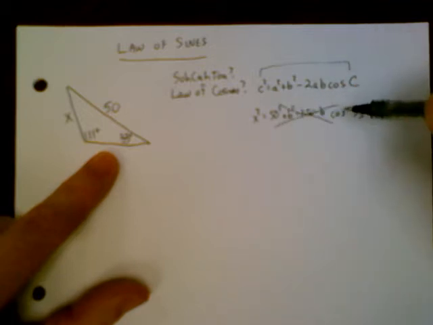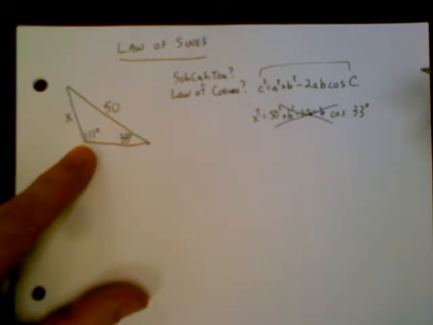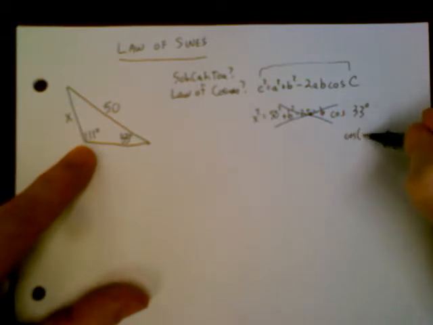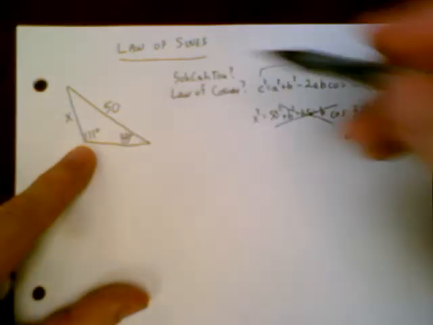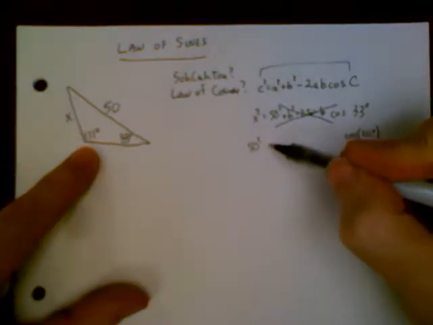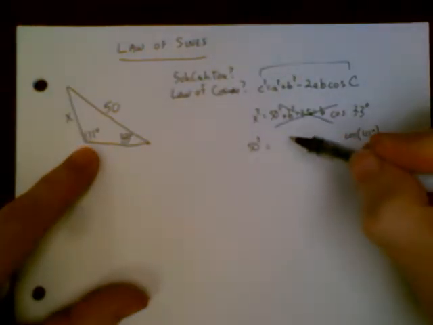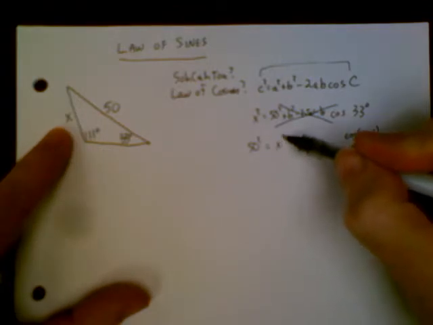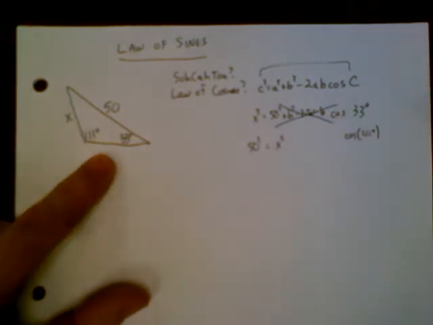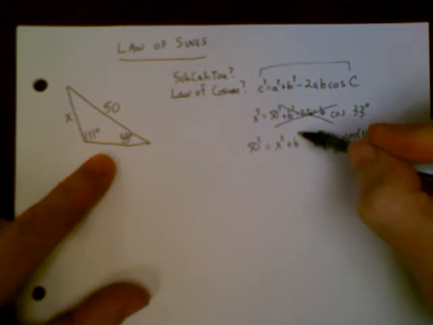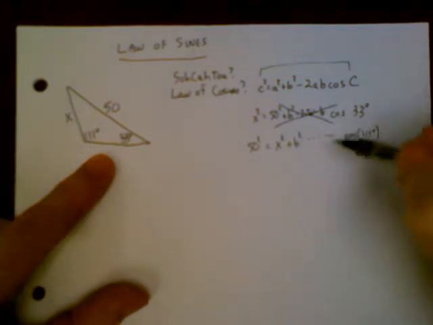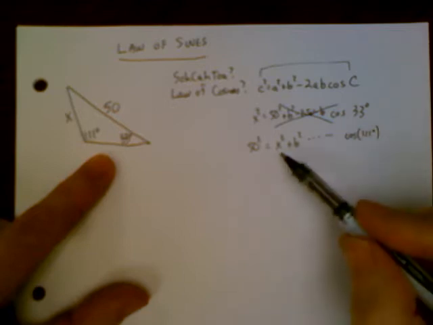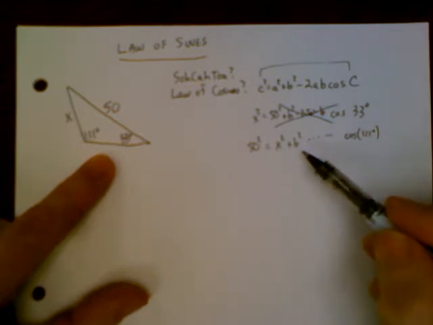Maybe we should have chosen the 111 degree angle instead. Cosine of 111 degrees, and then the side across from that would be x. 50 squared is equal to, and then the other two sides are x, and then, oh, we're in that same problem again. We have two variables in this equation, and even if I finish it out, I can't solve this equation for x and get a numerical answer unless I know the value of this side here.